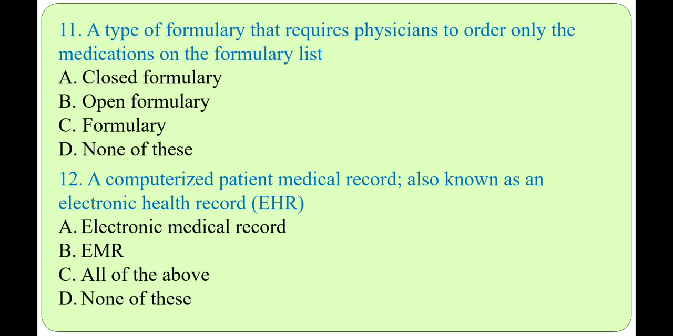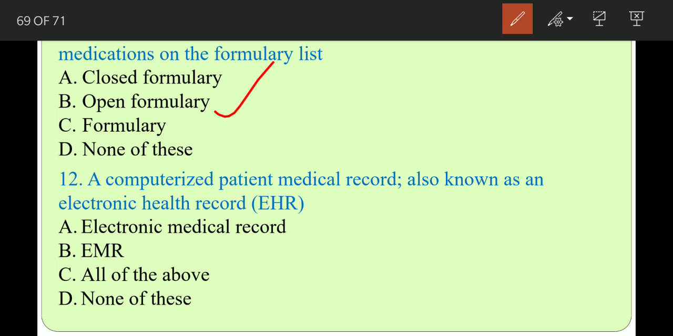Next question is, a type of formulary that requires physicians to order only the medications on the formulary list. So the options are A. Closed formulary, B. Open formulary, C. Formulary, D. None of these. So the correct answer is B, that is open formulary.